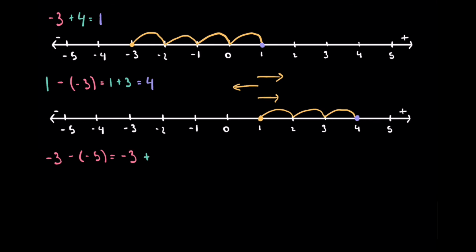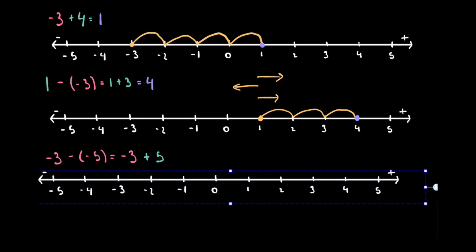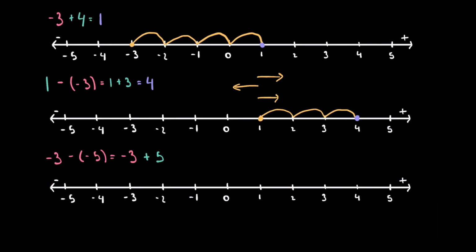So this becomes -3 plus 5. And from then on, it's pretty straightforward. We could bring out the number line to help us solve this. We start off at -3, and we're moving to the right because it's plus 5. And all that's left is to go 1, 2, 3, 4, 5 units to the right, and we end up at +2. So therefore, -3 minus -5 is equal to +2.